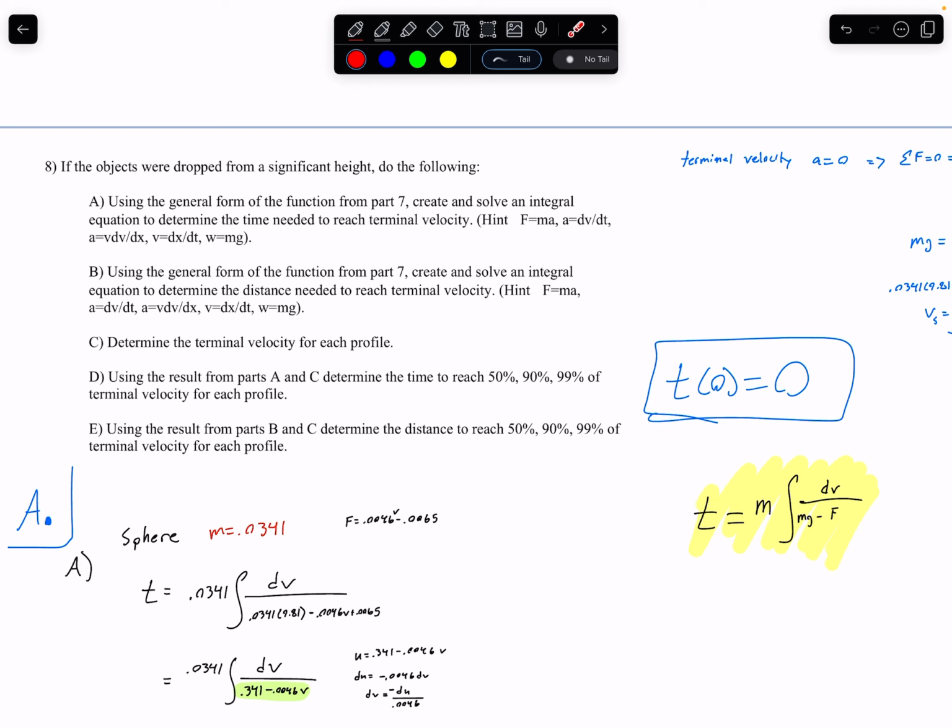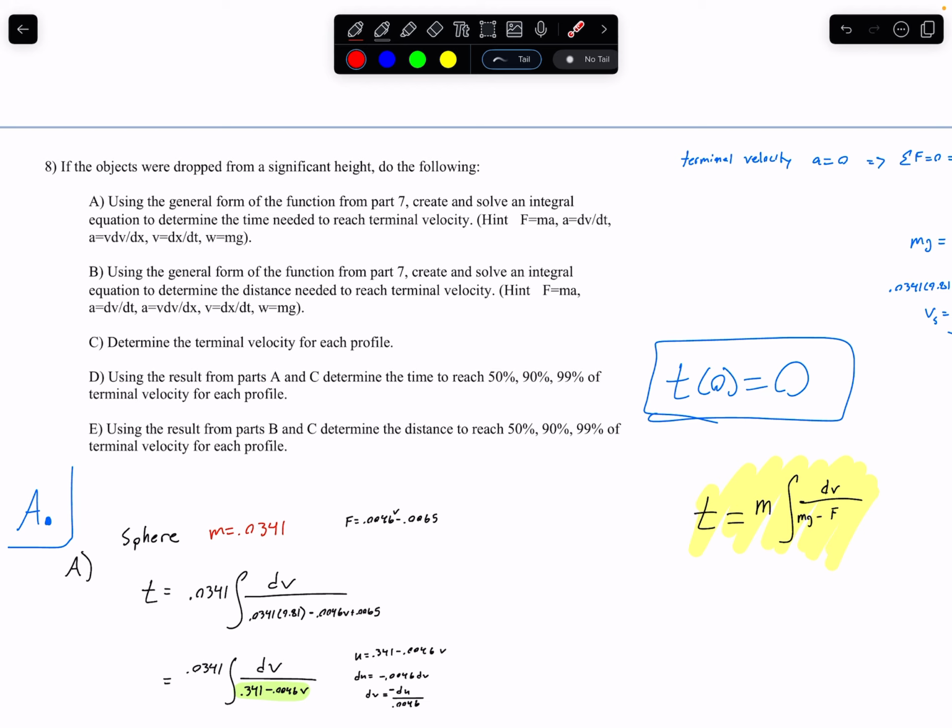Part B, using the general form from part 7, create and solve an integral equation to determine the distance needed to reach terminal velocity. Part C, determine the terminal velocity for each profile.